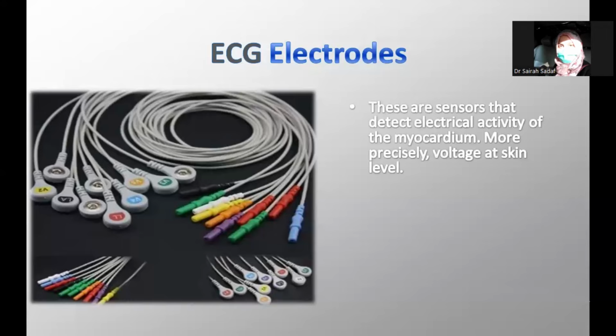So these are the sensors. These are the physical hardware. These are sensors that are placed on the body surface, and these detect the electrical activity of the myocardium, more precisely, voltage at the skin level. Now there are different kinds of electrodes, limb electrodes and chest electrodes. Not kinds, these are 2 types of electrodes, limb and chest, and these are color coded.